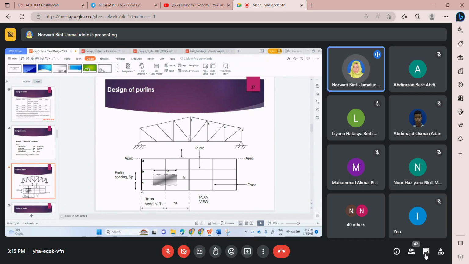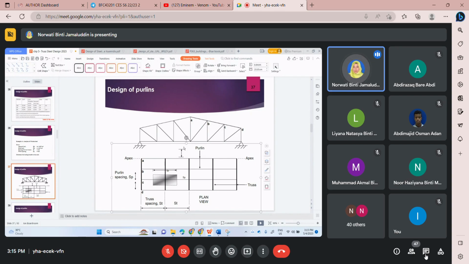member because it is symmetry. This is the elevation view, this is the plan view, but this is the peak or apex. So this is apex. The diagram should be in this direction actually. Should be in this direction.